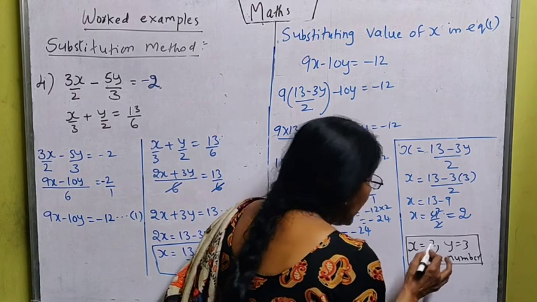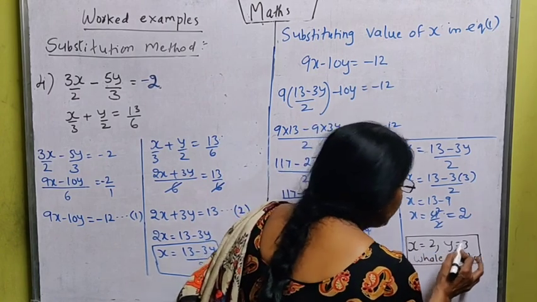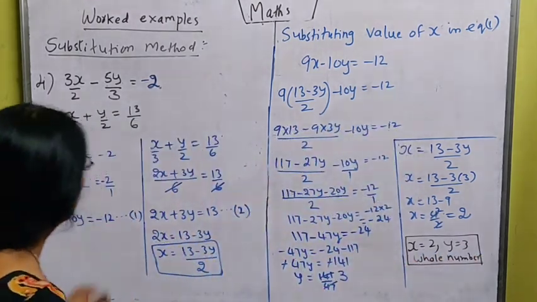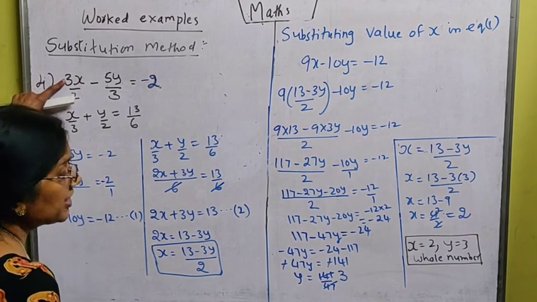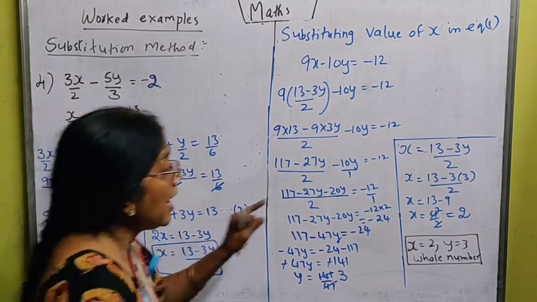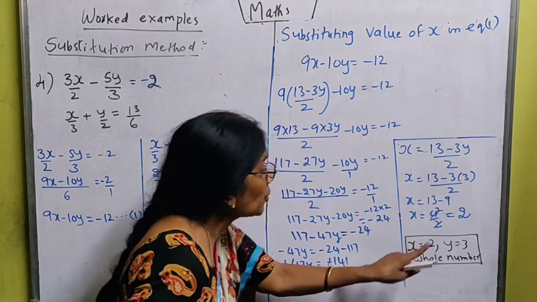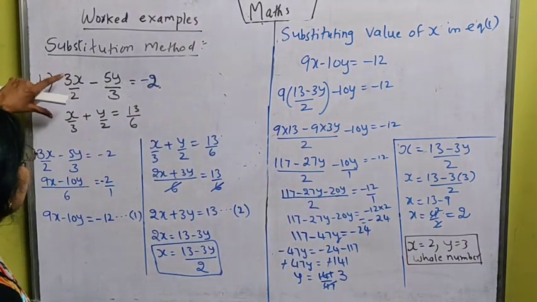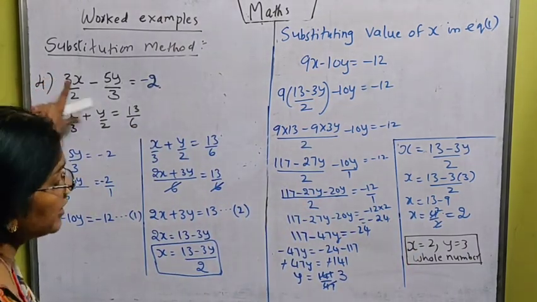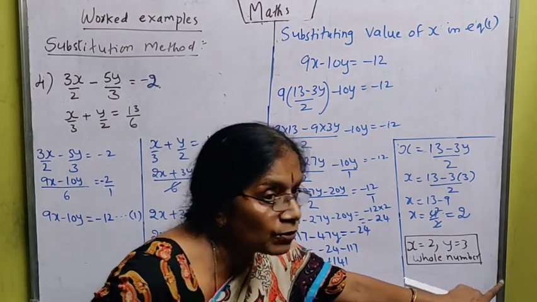Now you can see here x value as 2 and y value as 3. See the question, what is there? Fractions are there. So the resultant may be a whole number. So in this particular sum, the question had fractions and here we got the resultant as whole numbers.